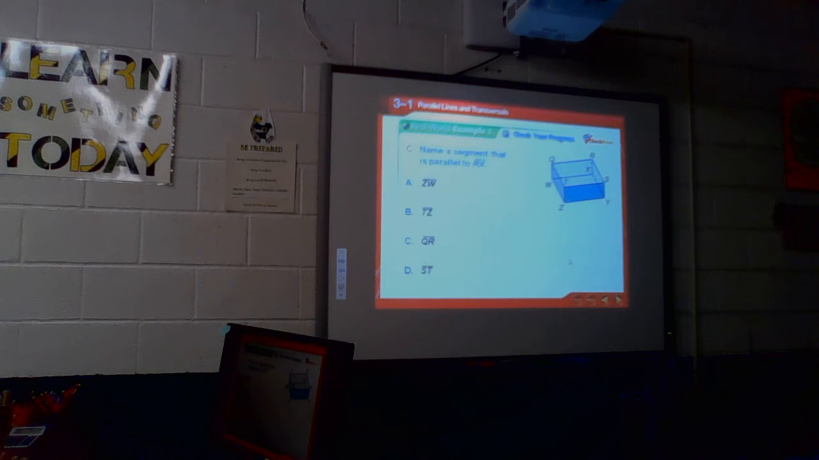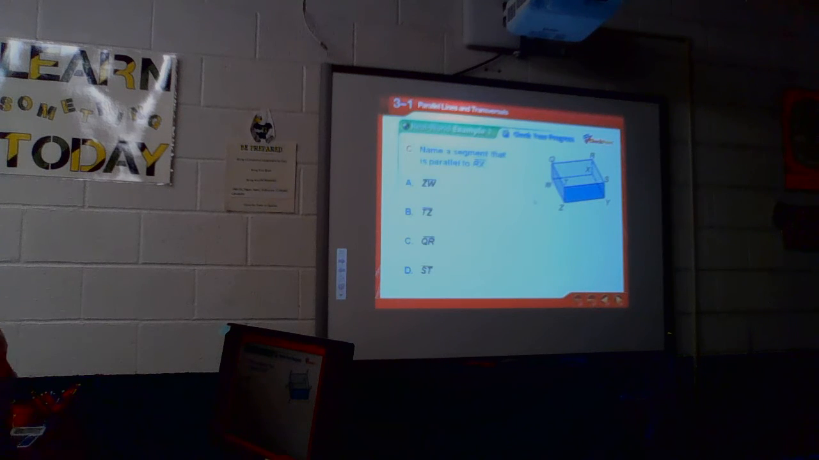This particular case says name a segment that is parallel to RX. What would you guys say? SY would work. What else? QW. Not QR, because QR would run into RX, right? Remember, same slope, so it's got to be up and down. So the other one would be TZ. Oh, okay, I see what you're saying.